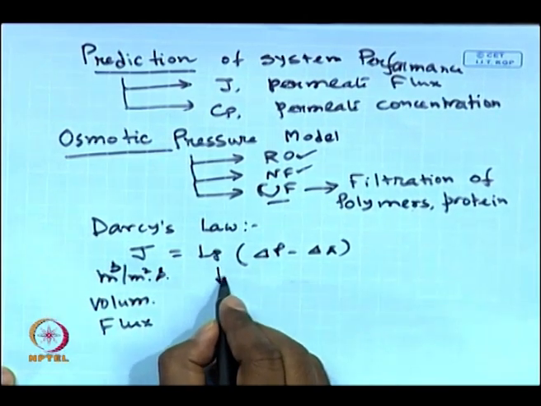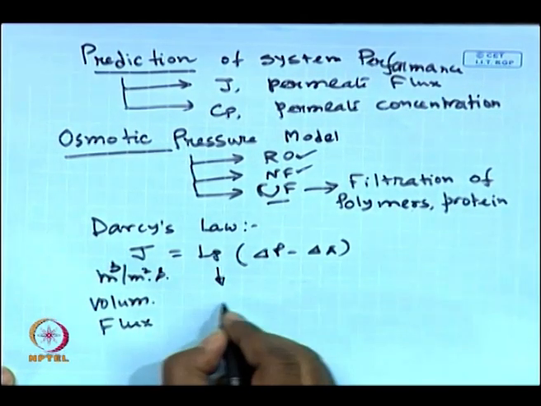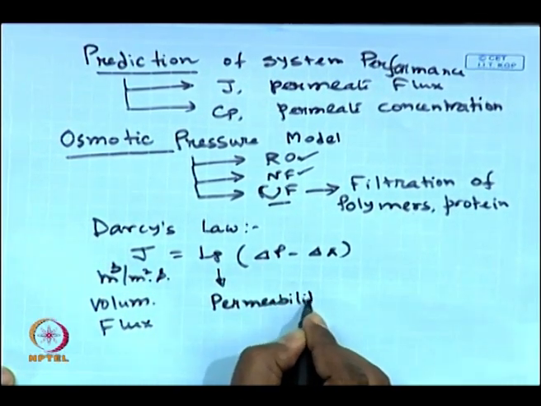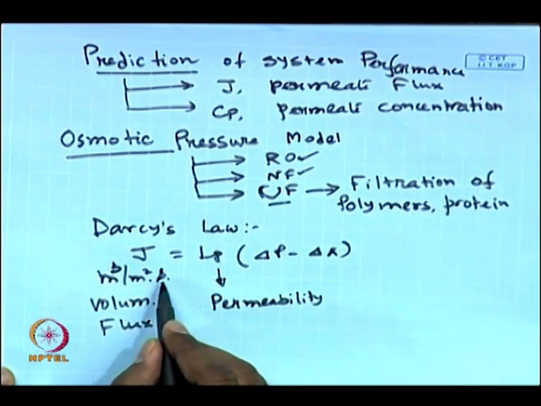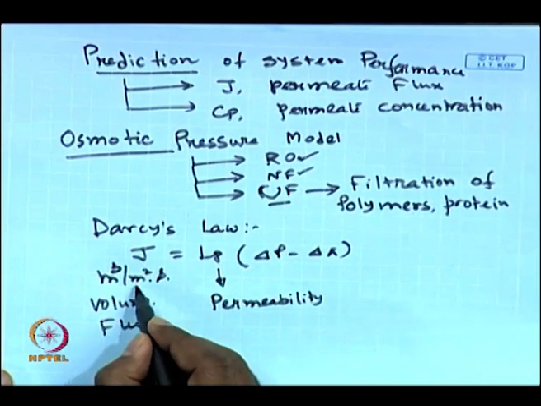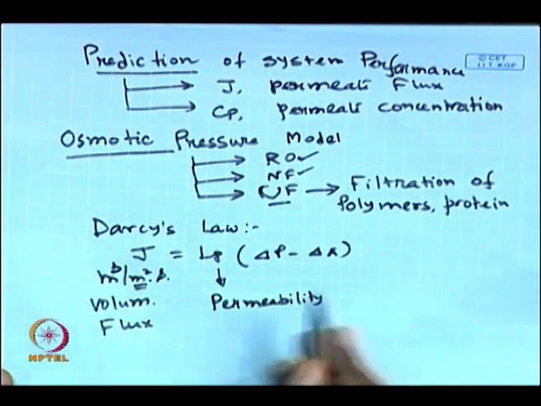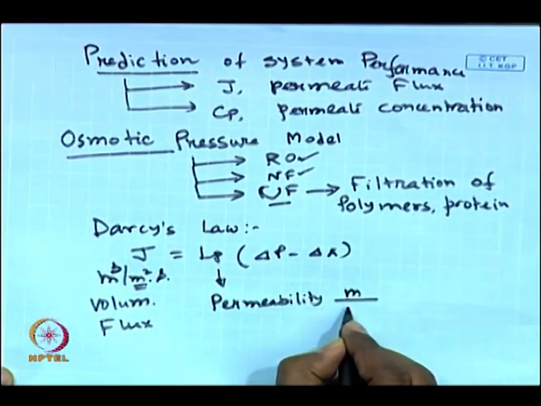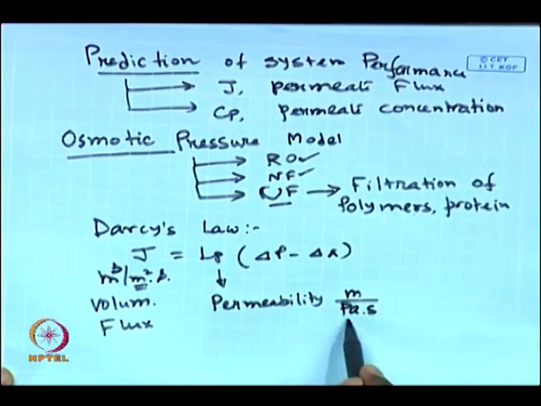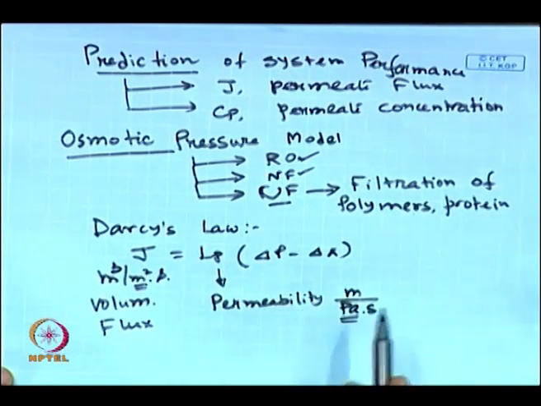And what is LP? LP is the membrane permeability, and it will have a unit of flux, which is meter cube per meter square second. It is basically a unit of meter per second. This meter square is basically per unit membrane area. So, you will have meter per second divided by Pascal. This Pascal comes from the pressure on the other side.